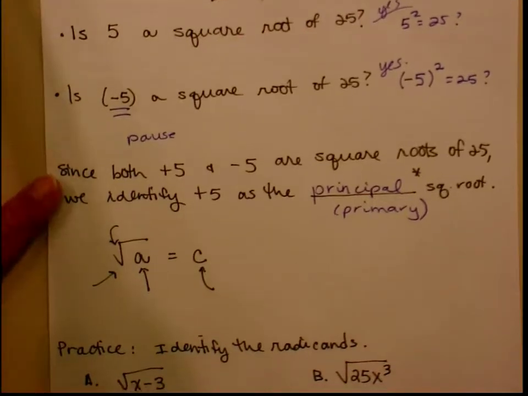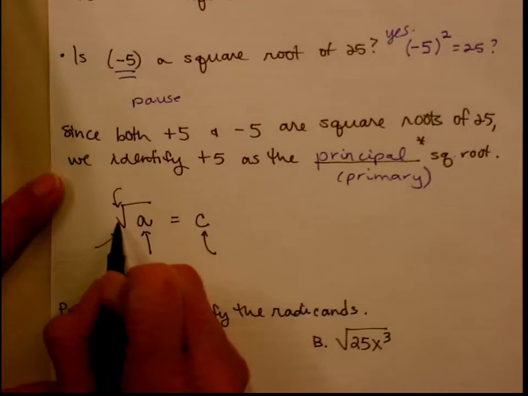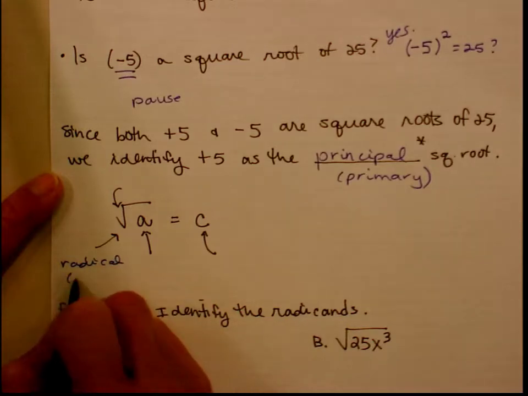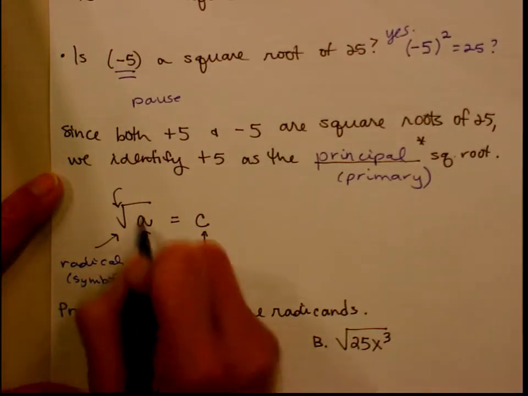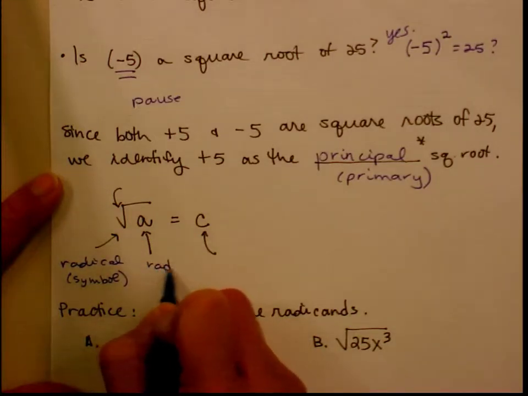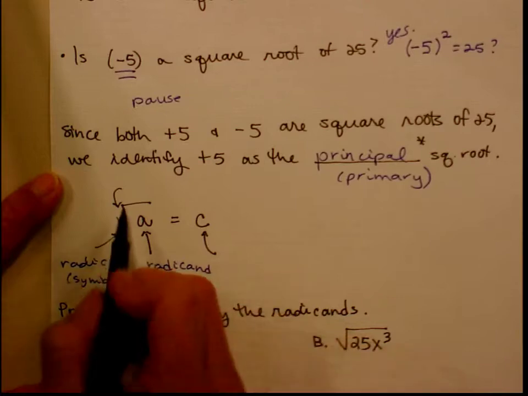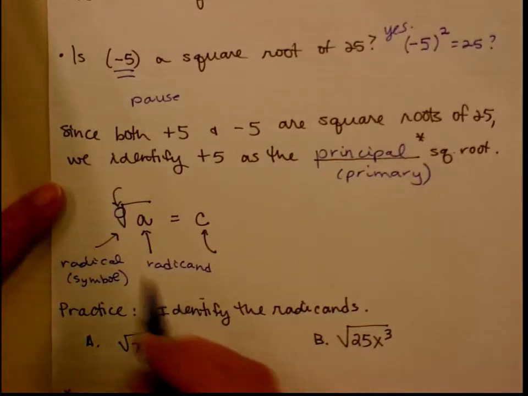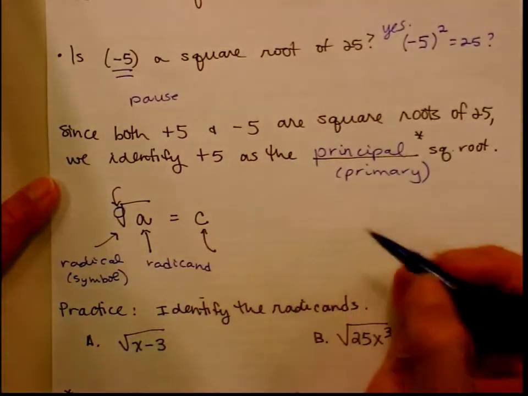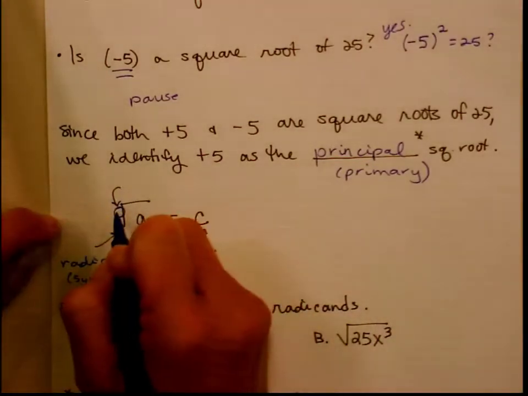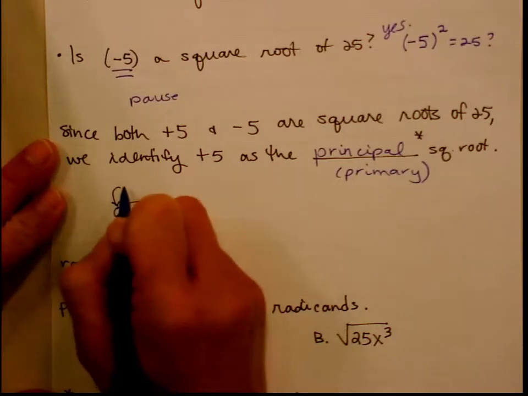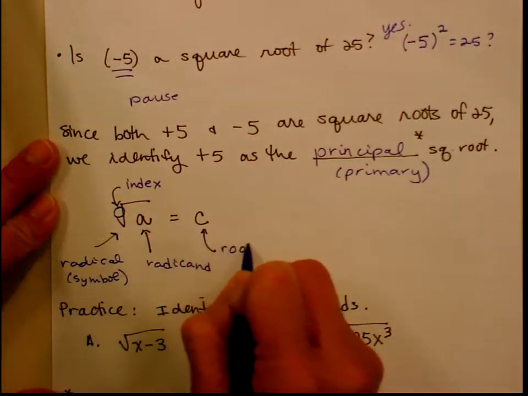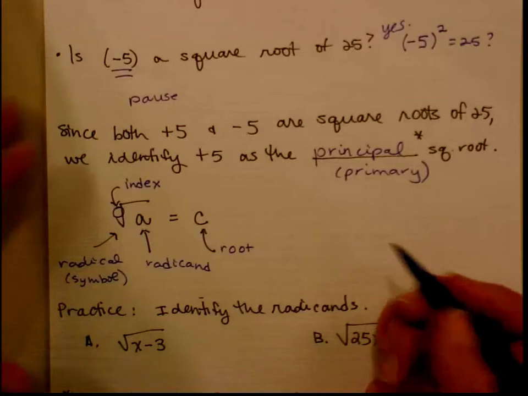So let's go ahead and identify some pieces here. This symbol we call the radical symbol, sometimes just radical. The number or letter underneath is called the radicand. Right now, there's nothing written in this little crook of the symbol. So when there's nothing written, it's an understood 2. When it's something other than 2, we have to write it in there. Anyway, that number, whether seen or unseen, is called the index. And the answer is called the root, or the square root?